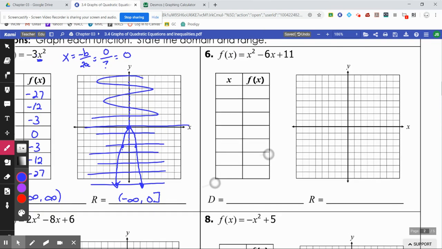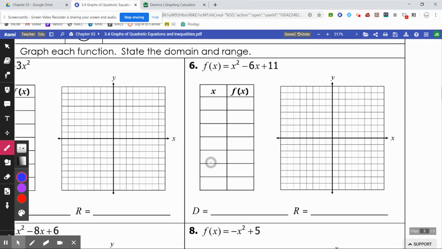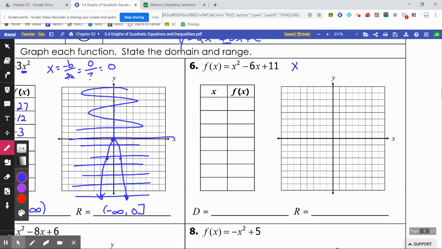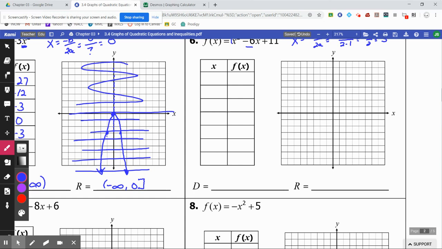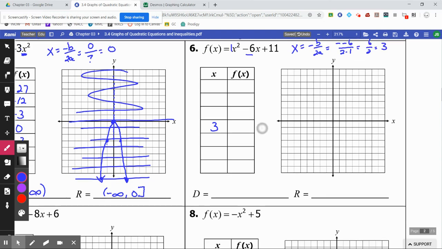Number 6. Always start out with your axis of symmetry, negative b over 2a. Your b value here is negative 6, so you have negative negative 6 over 2 times your a value, which is 1. That'll be 6 over 2, which is 3. So your axis of symmetry is located at x equals 3. And you can draw that vertical line if you'd like.